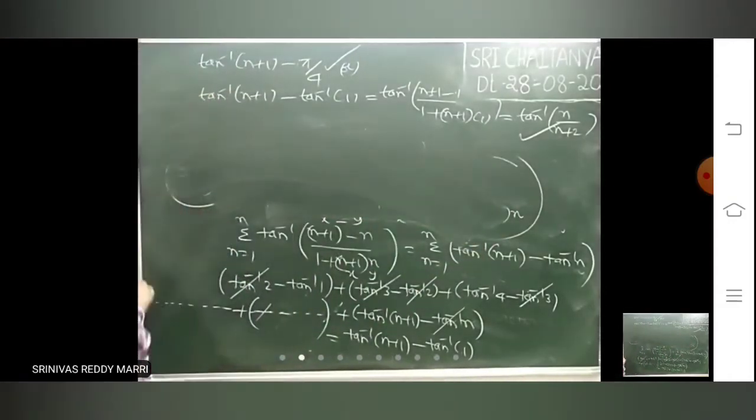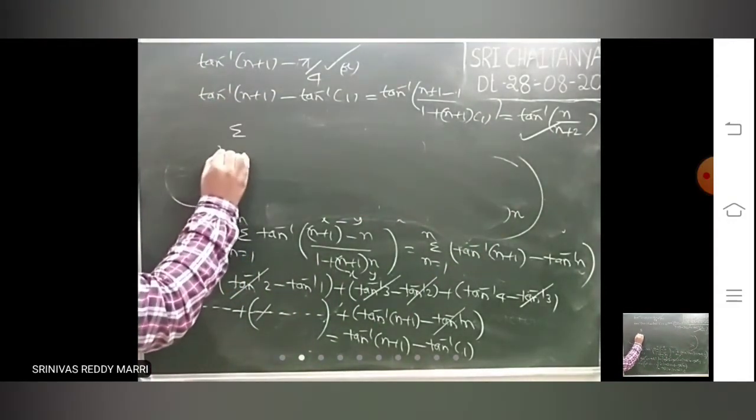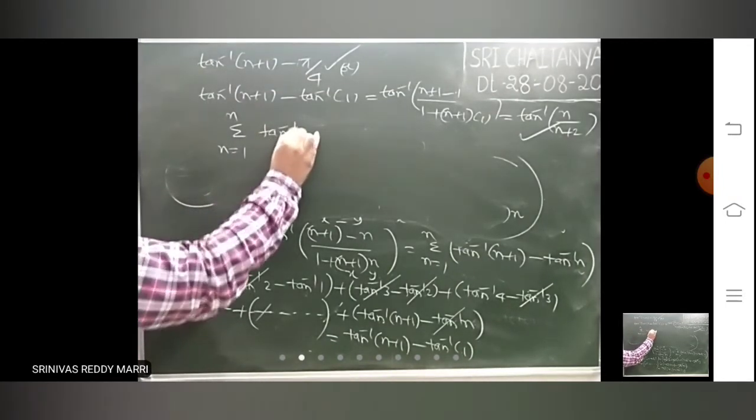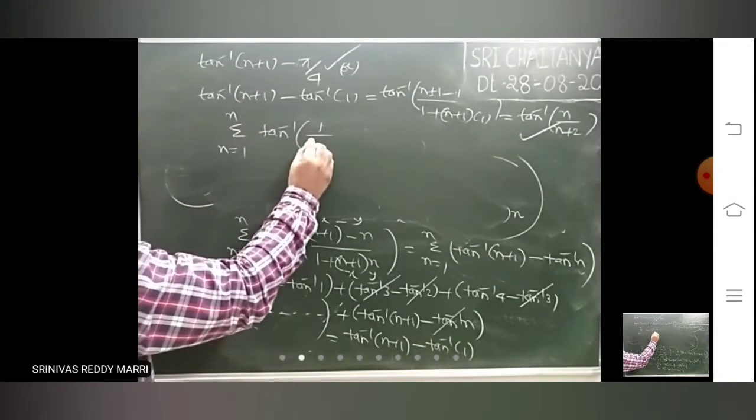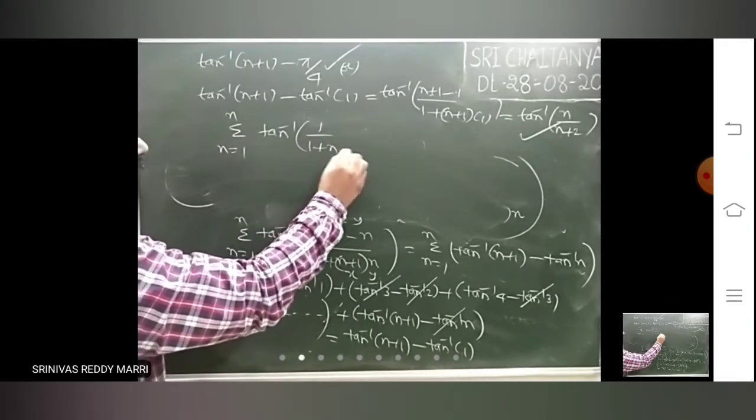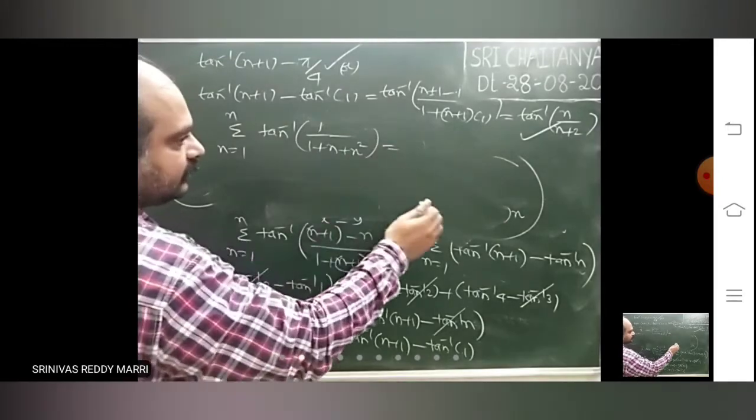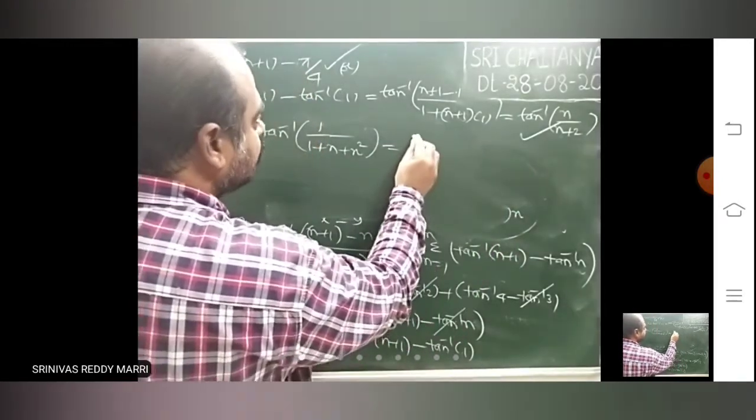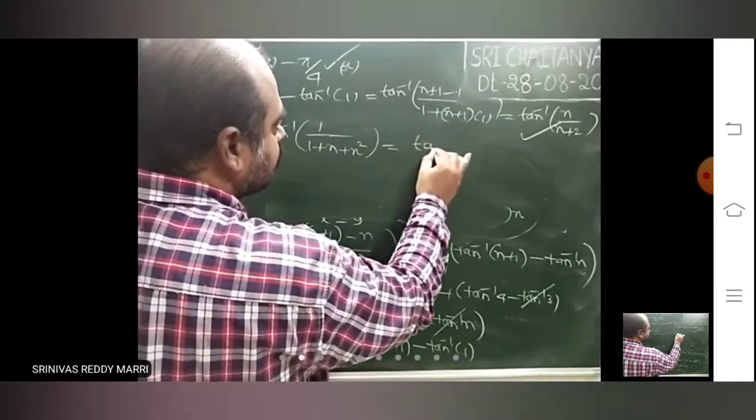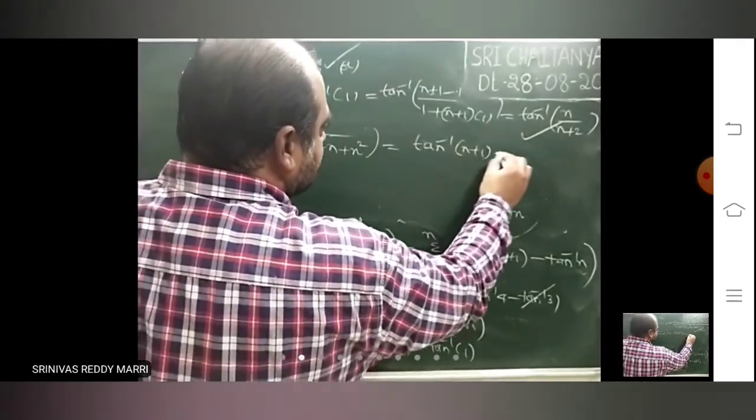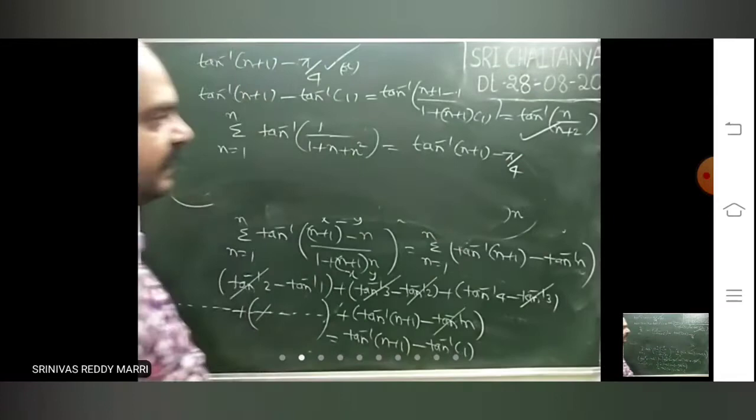Suppose the same problem only. Now you got this one: sigma n equal to 1 to n of tan inverse of 1 plus n square equals what you got, tan inverse n plus 1 minus pi by 4.